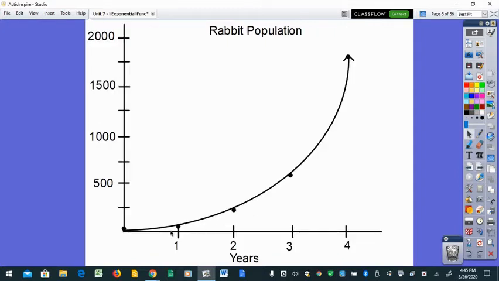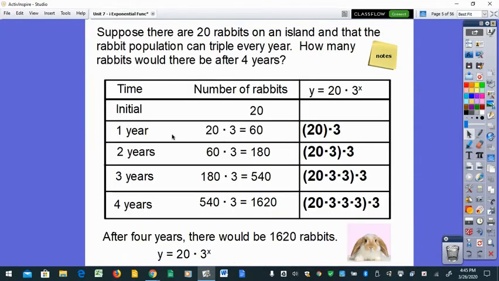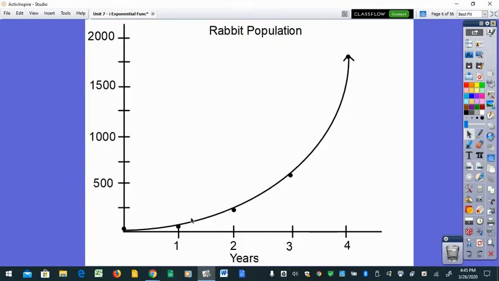When we plot those points, so these are the points we just got. Let me just go back. Remember that there was 1 year 60, 2 years 180, 3, 540. And if I plot those points here, you can see the growth coming of the rabbit population.